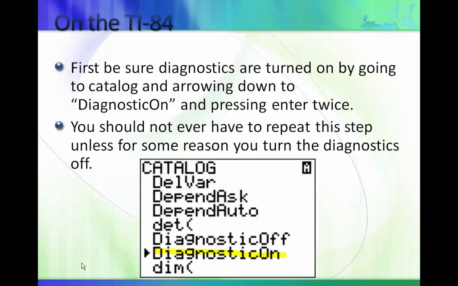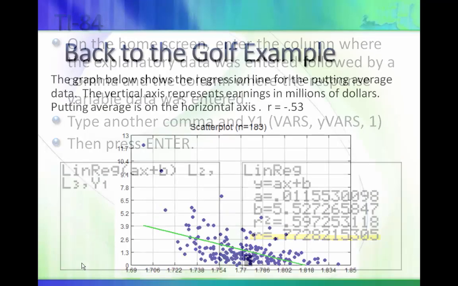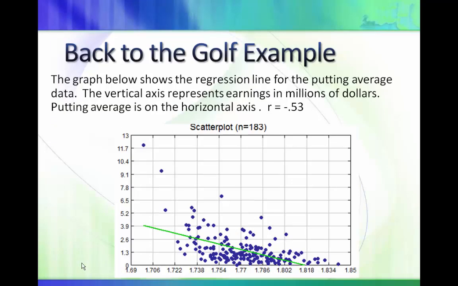The following slides tell you how to do this on the TI-84. Again, you should print those and go through it step by step as you enter your data. Now let's go back to the golf example. The graph below shows the regression line for the putting average data. The vertical axis represents earnings in millions of dollars. Putting average is on the horizontal axis, and the R value is a -0.53. So there is some relationship there. We said before it was a pretty weak one, and it is a -0.53.